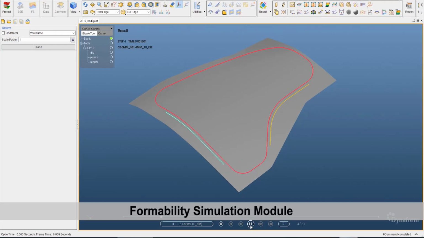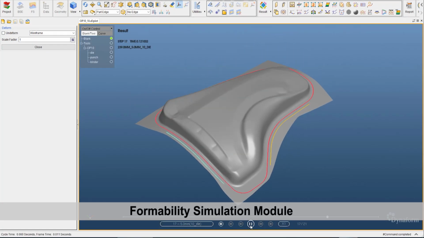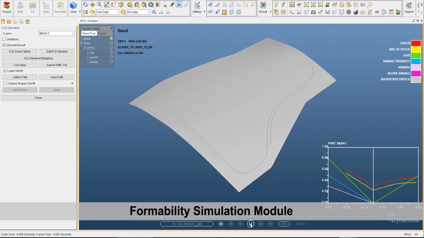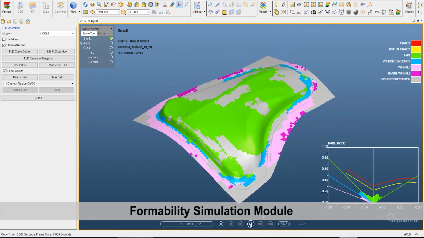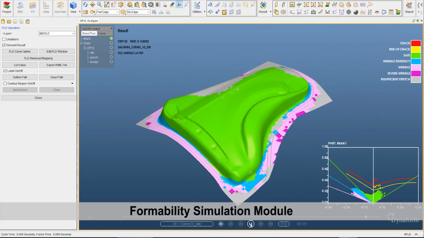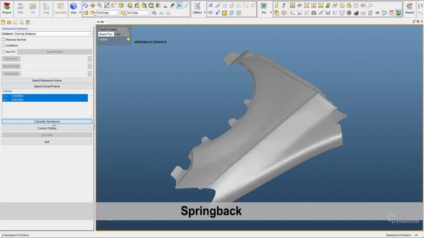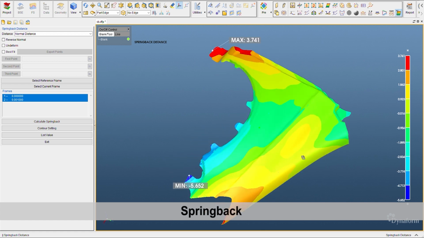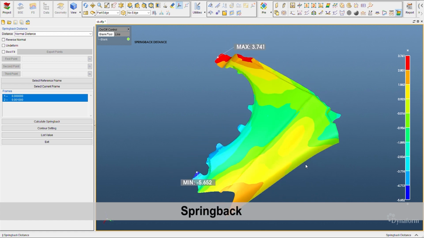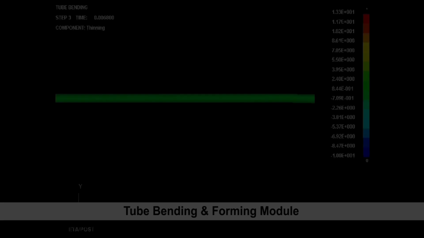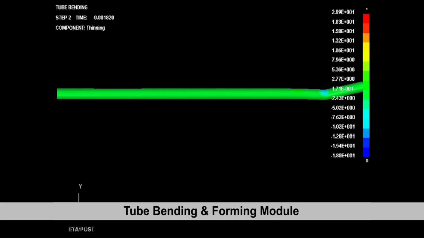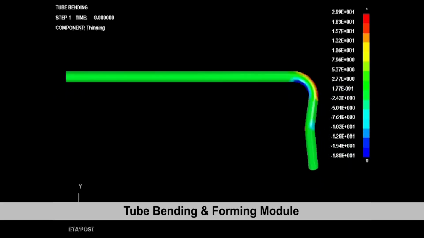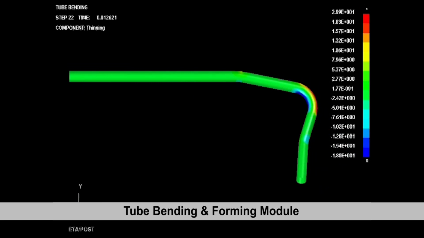For example, Dynaform accurately predicts the deep drawing of the fender in the line die process. The springback is also calculated to conduct the subsequent die face compensation, using the automatic or manual approach. CNC tube bending simulation can be easily conducted by using the tube bending and forming module.